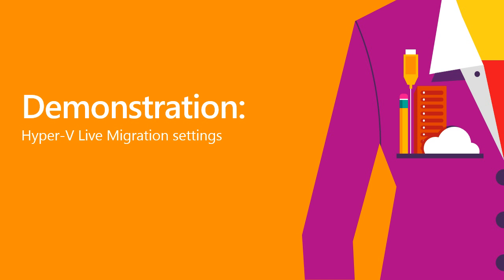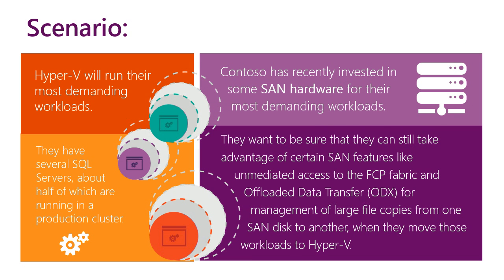Okay, so we've taken a look at some of the live migration settings. So let's jump back into the scenario and see what other things that Contoso are looking at doing. So as we start breaking through the scenario, we can see that there's a few new things that we need to start thinking about. They've got SQL Server, which is running in a cluster, and they've recently invested in some SAN hardware. But as I mentioned previously, they're finding that the cost of the SAN hardware is quite high, and they really don't want it to take up a huge proportion of their deployment funding that they've been made available.